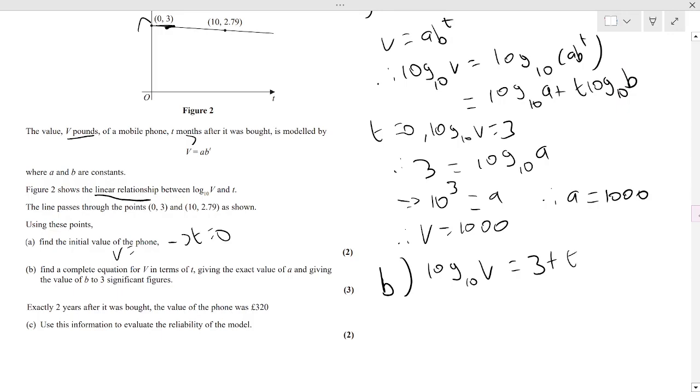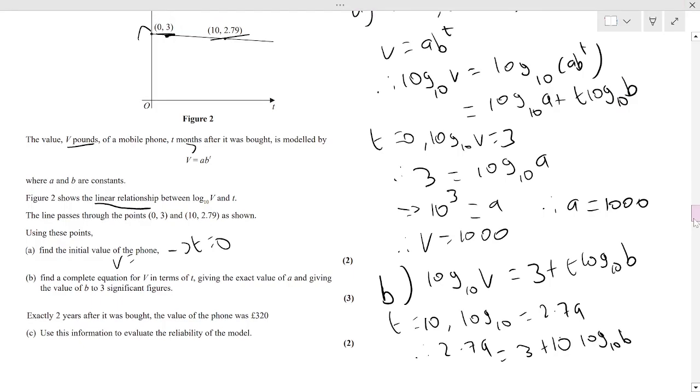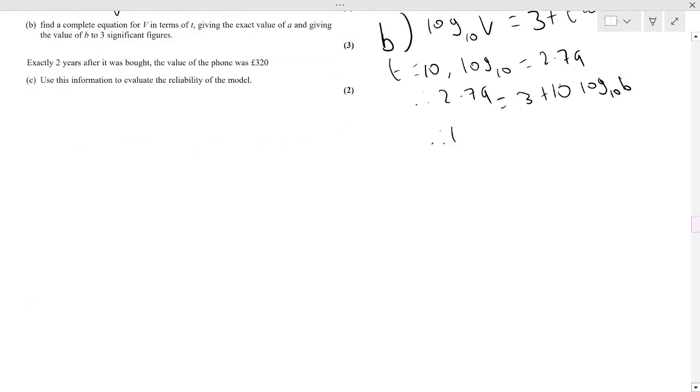Add t log 10 of b. And then I can substitute this point in because now I have t and log 10 of v. So I know that t is 10, so log 10 of v is going to be 2.79. Therefore, 2.79 is going to be 3 plus 10 log 10 of b. Now I need to solve this for b. The first thing I'm going to say is 10 log 10 of b. Lots of tens. 10 log 10 of b is going to be 2.79 minus 3.